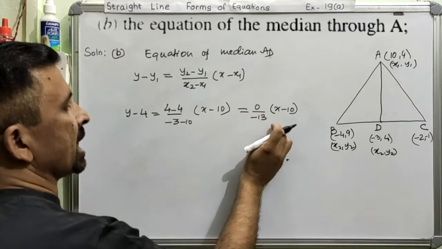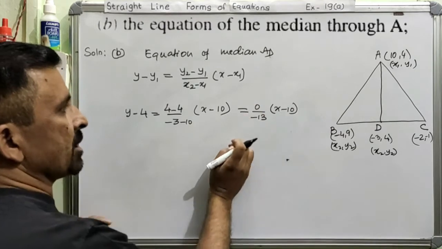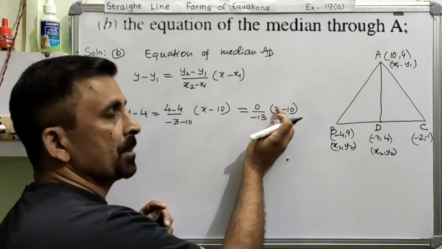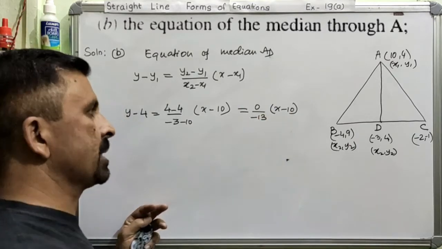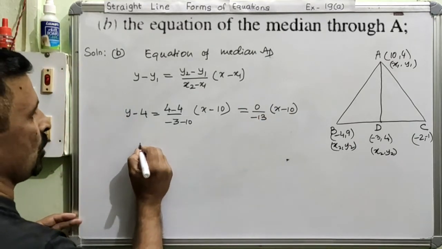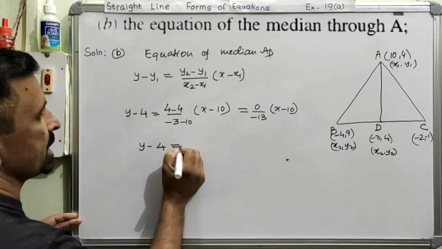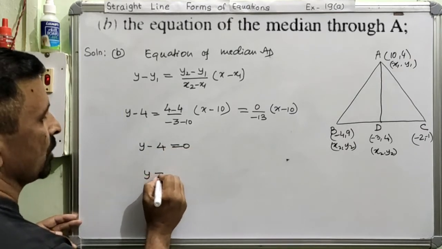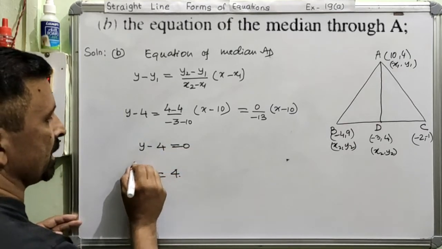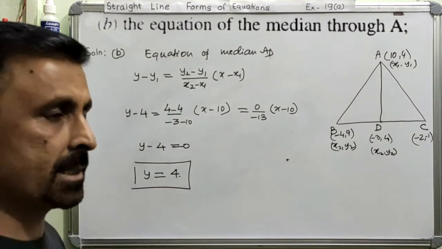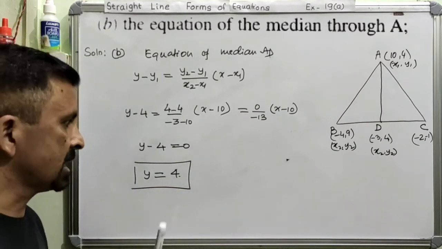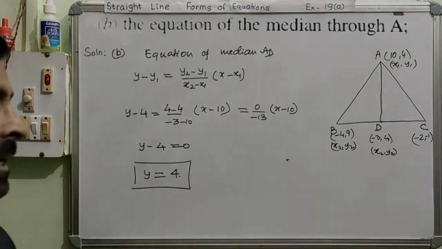Now, in this side, because this one quantity is 0 and it is going to be multiplied, the product will ultimately become 0. On the right hand side, everything is turning into 0. So y minus 4 is equal to 0 and therefore y is equal to 4. This becomes the equation of your median. Is it not very simple? So this is the equation of your median AD.